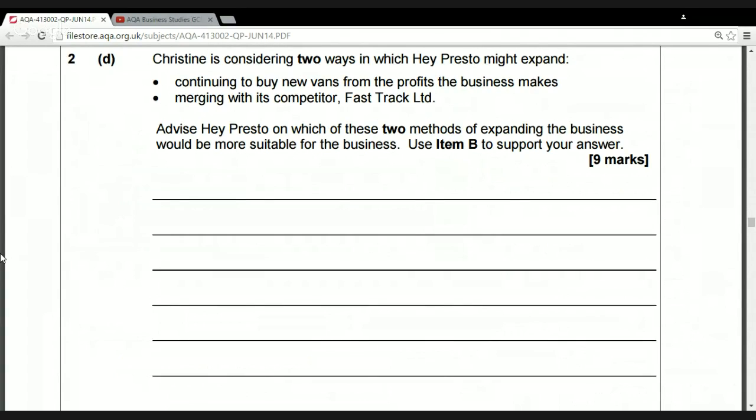And the same for the evaluation: use short-term versus long-term, cost, other factors, and then the most important factor. Remember, you're getting 5 marks for the evaluation, okay?